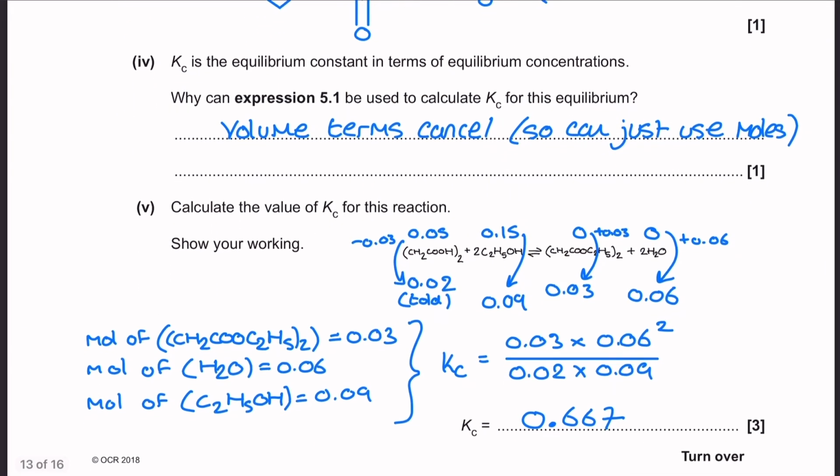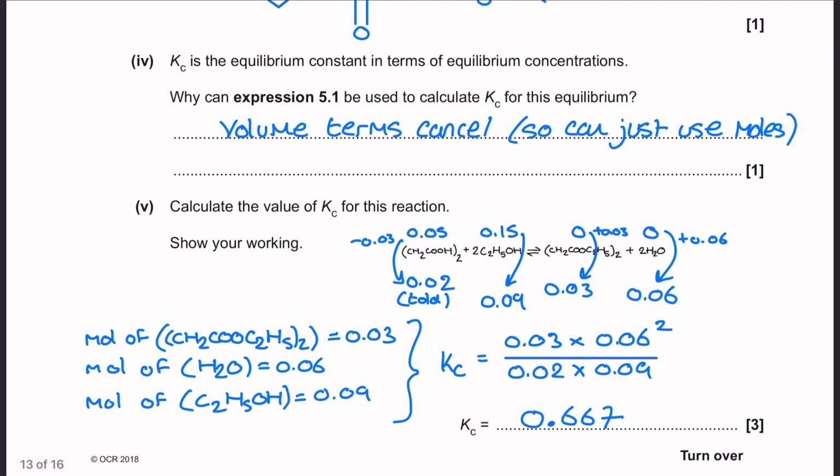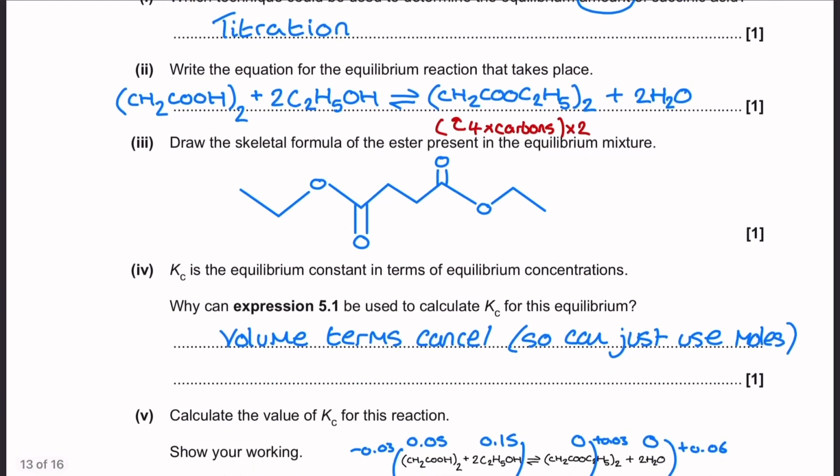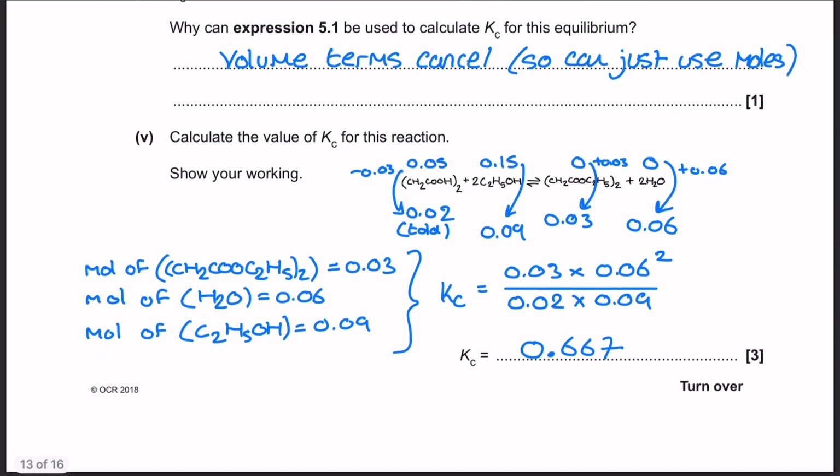Kc is an equilibrium constant in terms of equilibrium concentrations, not moles. So why can the expression that uses moles at the top of this page be used as the Kc? It's because the volume terms will cancel. Because if I was to figure out the units of Kc for this, I would have no units. And whenever you've got no units, that means your volume terms are cancelling out. And so actually, you could just use the moles at equilibrium of everything.